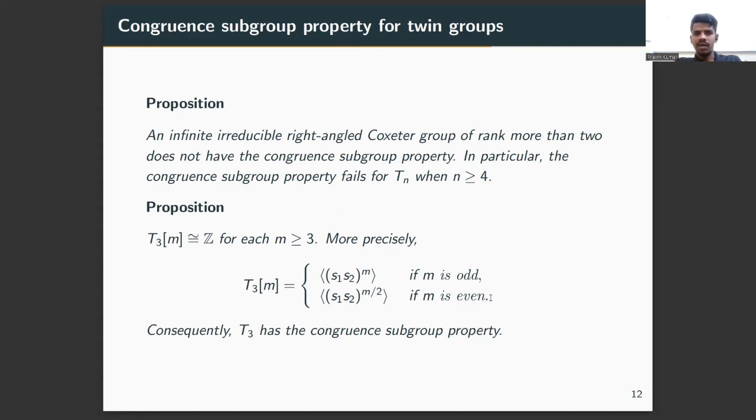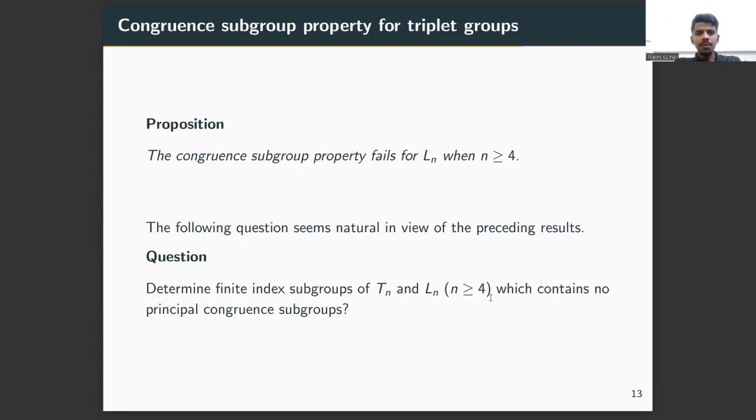And when n equals 3, we explicitly calculated the principal congruence subgroups. As a consequence, we see that T3 has the congruence subgroup property. Concerning triplet groups, the triplet group does not have the congruence subgroup property when n is greater than or equal to 4. To sketch the proof, we just found a finite index free group inside the triplet group. Thus, the following question seems natural in view of the preceding result: determine the finite index subgroups of twin groups and triplet groups which contain no principal congruence subgroups.